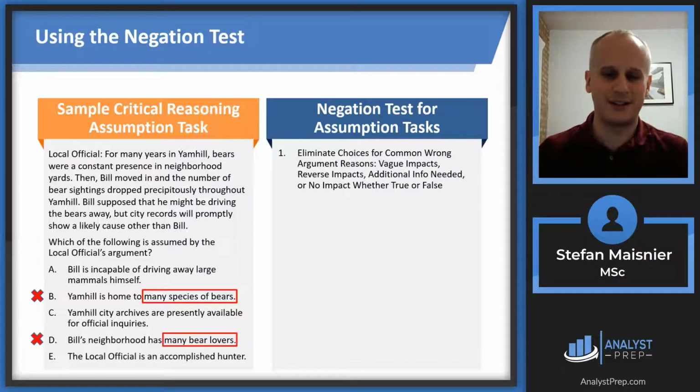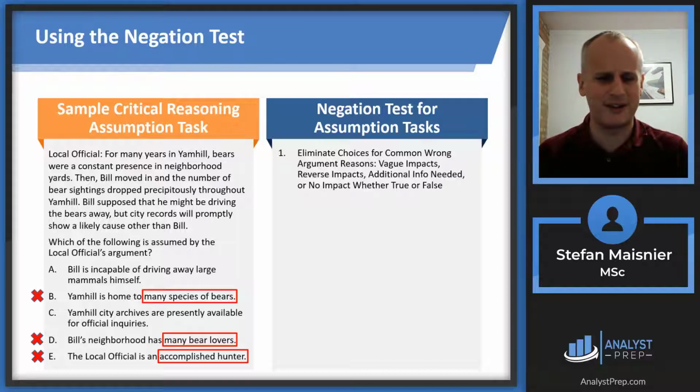So we can eliminate choice D for, again, requiring additional information, because you're like, well, does that mean we do have other causes? I mean, are the bear lovers trying to take them to forests? I don't know. Creates more questions than answers, so eliminate D. Same thing with choice E, because this just says the local official is an accomplished hunter. Okay, is he a bear hunter? I don't know. Again, more questions raised than answered.